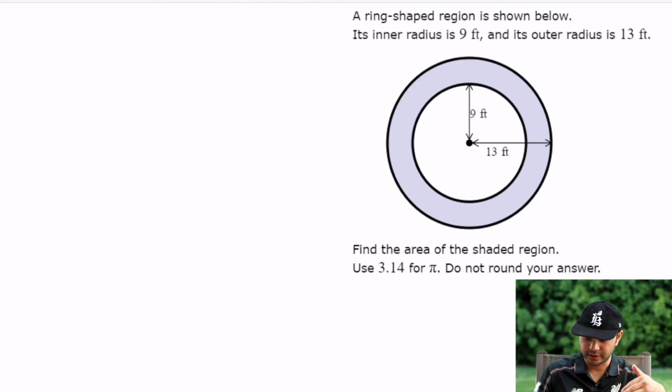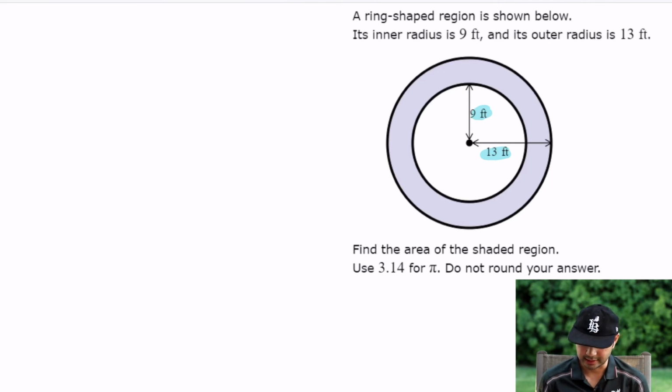It says a ring-shaped region is shown below. The inner radius is 9 feet, that's right here, and its outer radius is 13 feet. Find the area of the shaded region. So this is like if you find a ring or a washer, find the area of that. Let's think about what we're going to do.